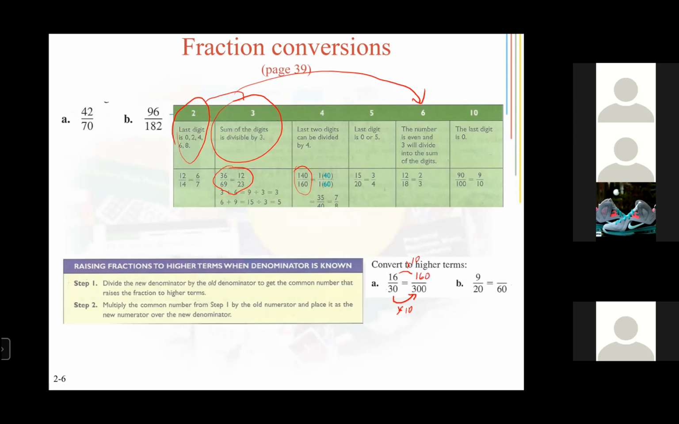And so what would be the factor for 9 over 20 to equal blank over 60? What's your multiplying factor there? Ms. Thompson? I have no idea. You have no idea? From 20 to 60? What can you multiply 20 by to get 60? Repeat it again, sorry. What can you multiply 20 by to get 60?